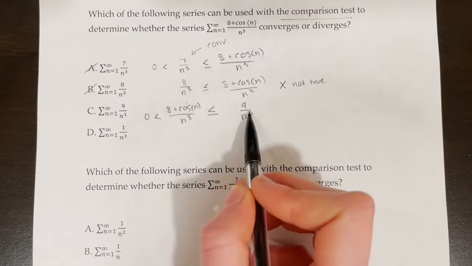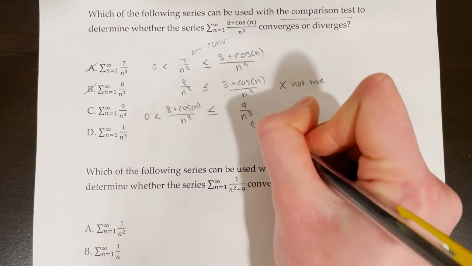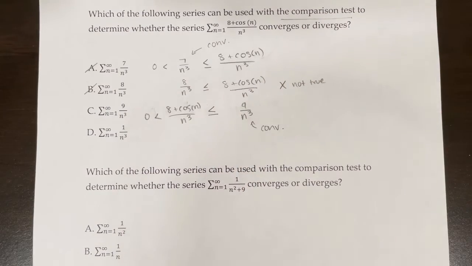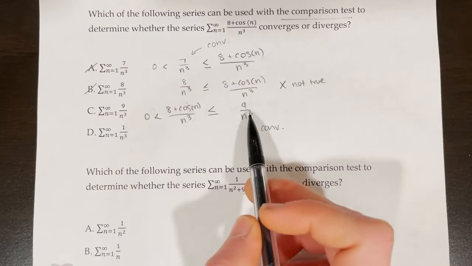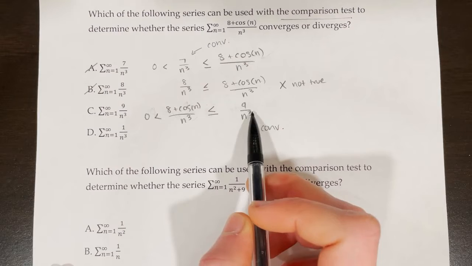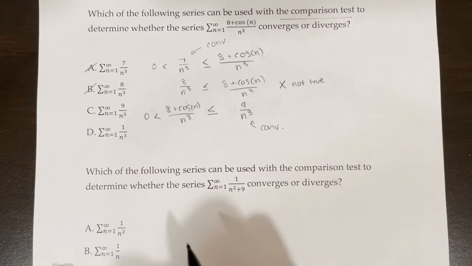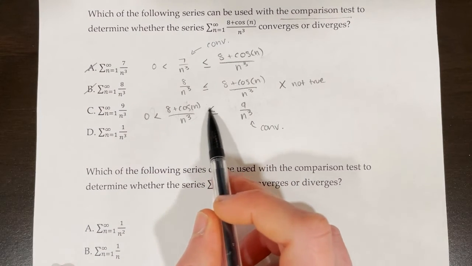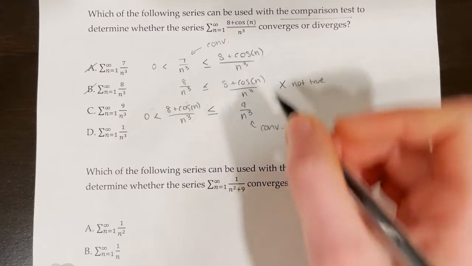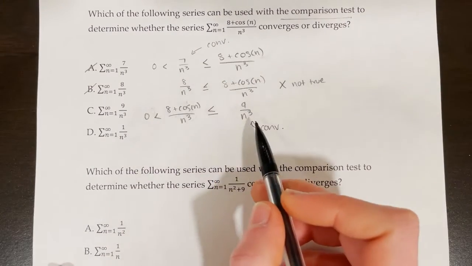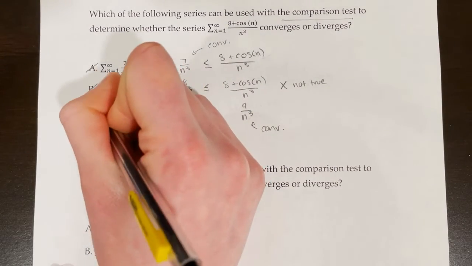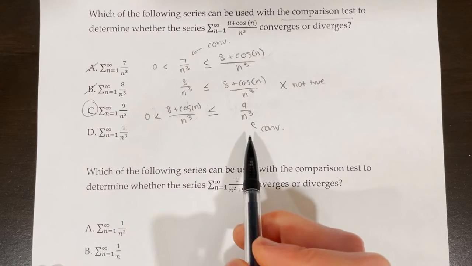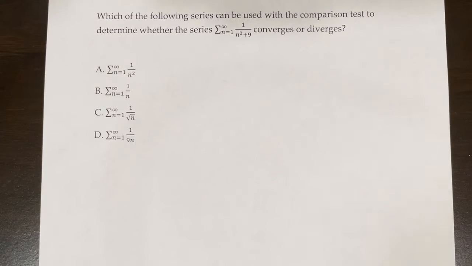So this one, we would have 9 over n cubed, and this one is also going to converge by the p-series test. So if this one is going to be less than a converging series, anything that's less than a converging series is also going to have to converge to some value. We couldn't have this one diverging because then it would not be less than or equal to 9 over n cubed. So this one is true, and we can use this with the comparison test to determine that this series in fact converges. Which of the following series can be used with the comparison test?